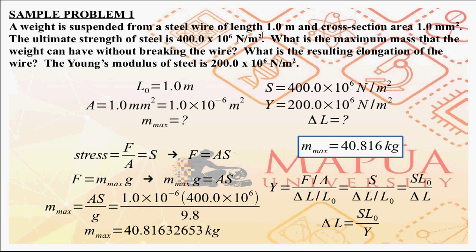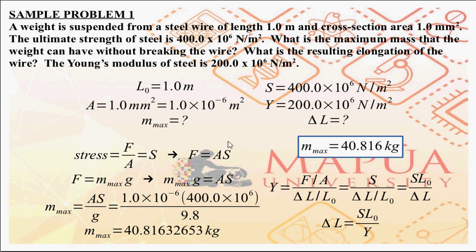So, initial length, L naught is 1 meter. Cross-section area A is 1 millimeter squared. Convert to meter squared. The ultimate strength of steel is given 400 times 10 to the 6th power Newton per meter squared. And Young's modulus of steel is given to be 200 times 10 to the 6th power Newton per meter squared.